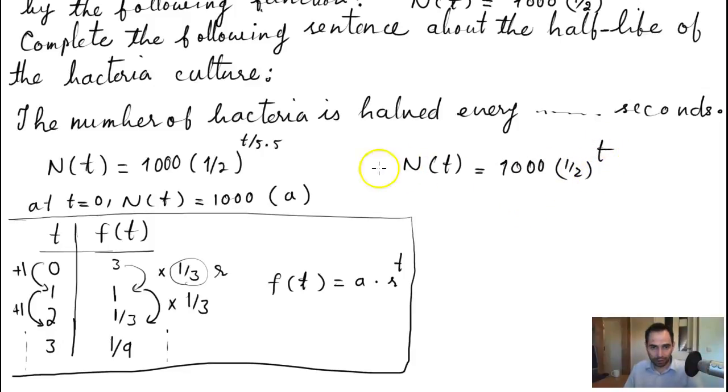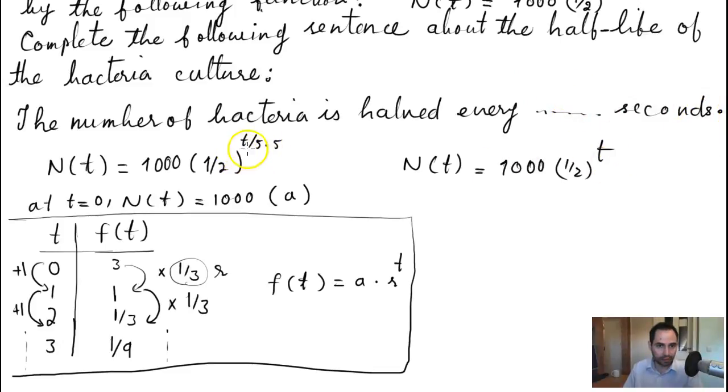So if this was the general form, if this was the equation of the function, I would simply say that every second the number of bacteria is being halved, because the common ratio of the function is simply 1/2. So then I would simply say here the number of bacteria is halved every 1 second.